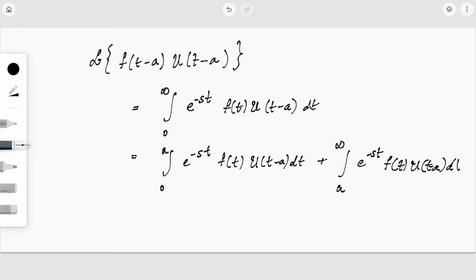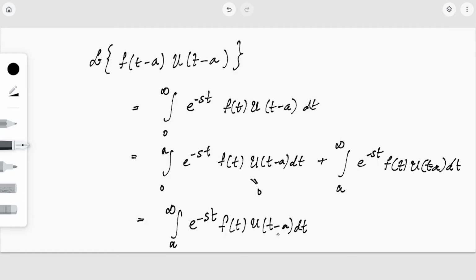Okay, so what will this value be? This integral will be 0. Why? Because in between 0 and a, the unit step function takes the value 0. So this is equal to 0. So the Laplace transform actually remains to be the integral from a to infinity of e raised to minus st, f of t, into u of t minus a, dt.